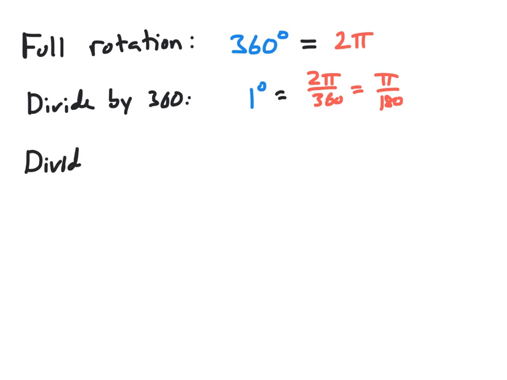We can also divide that initial equation by 2 pi on both sides. And when we do that, we get 360 over 2 pi degrees. And of course, that simplifies to 180 over pi degrees. And we see that that will be equal to 1 radian. And so here we see that 1 radian, when converted to degrees, will be 180 over pi in terms of degrees. And so these two equations give us the conversion factors from degrees to radians and radians to degrees.